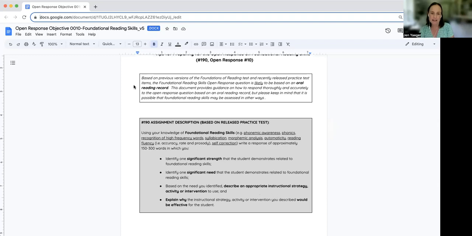What it will likely say is, using your knowledge of foundational reading skills, and then in parentheses, it gives you examples of those foundational reading skills: phonemic awareness, phonics, recognition of high frequency words, syllabication, morphemic analysis, automaticity, reading fluency, which includes accuracy, rate, and prosody, and self-corrections. It then asks you to write a response of approximately 150 to 300 words in which you identify one significant strength, one significant need, describe an appropriate instructional strategy, activity, or intervention, and then explain why that strategy, activity, or intervention would be effective for the student.